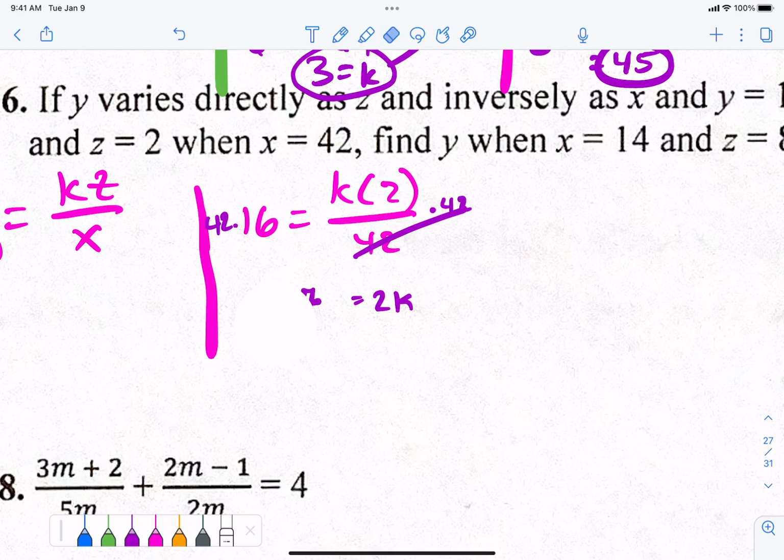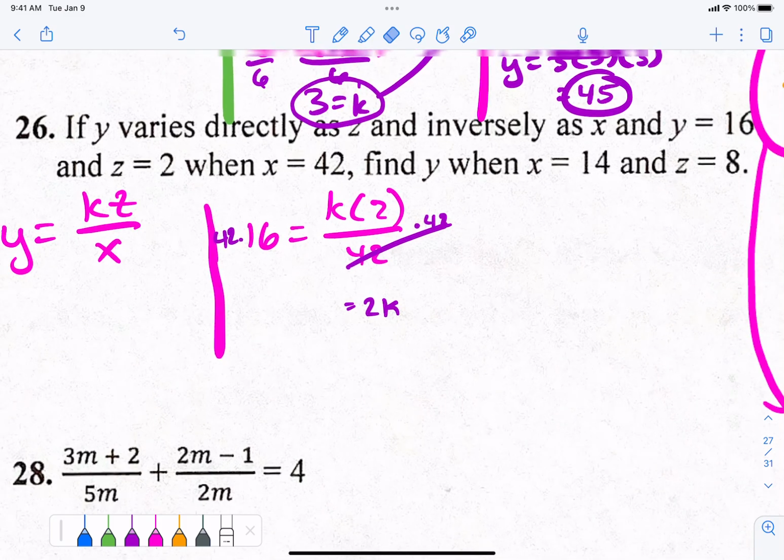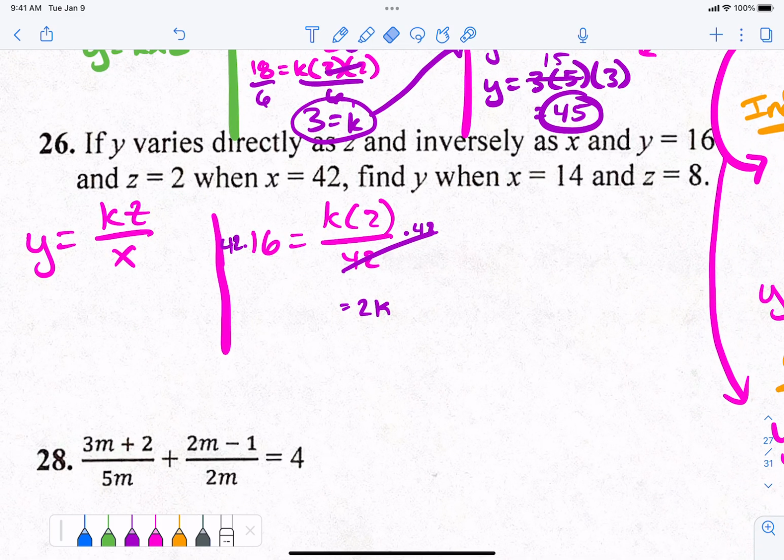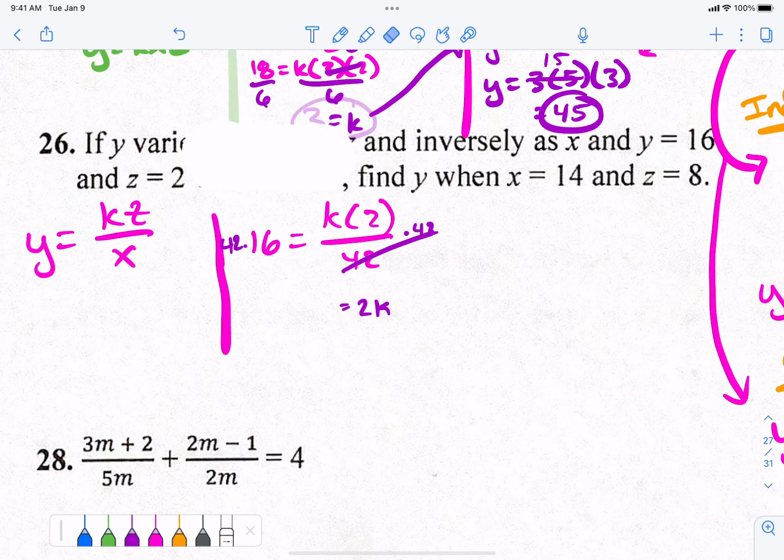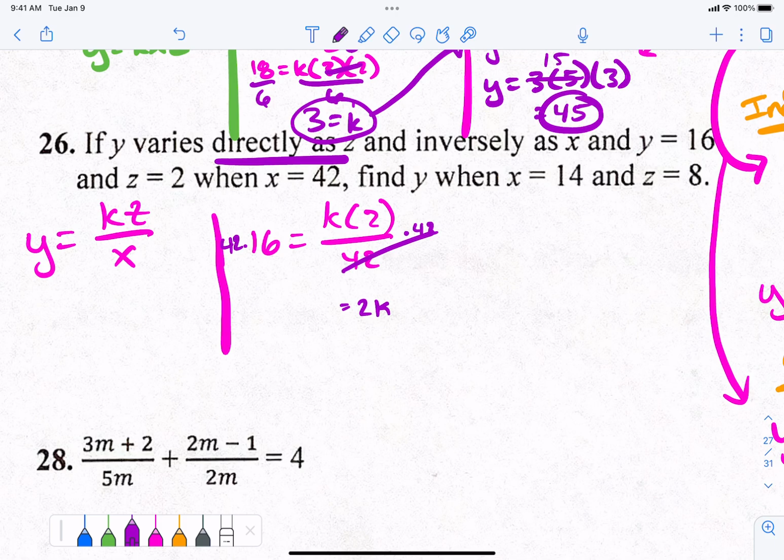That's not right. 476. Oh, combined. Is that right? Why does the 2 go on the top? It says it varies directly with z. This is another tricky one. So directly with z means z goes on the top and x goes on the bottom. I know, that wasn't very nice of them, was it?